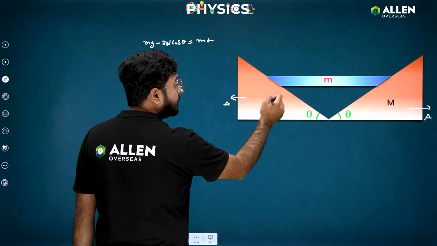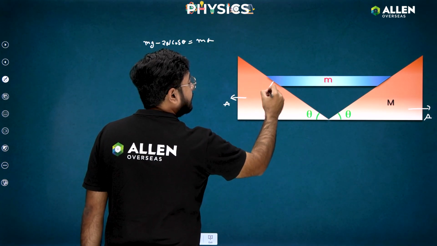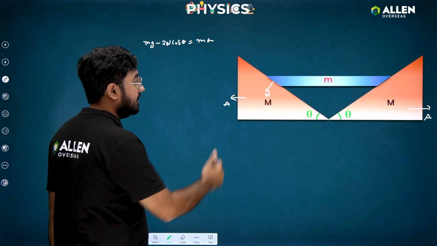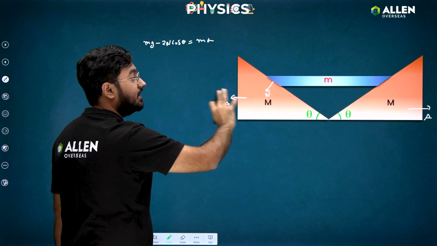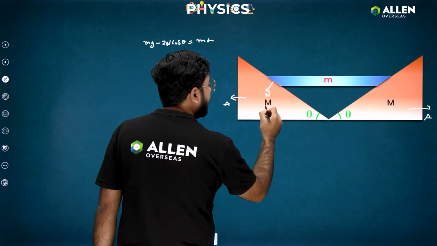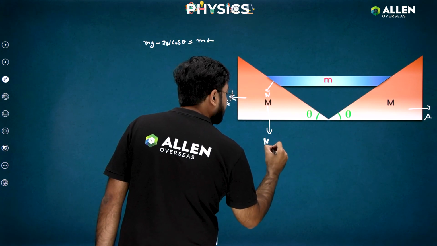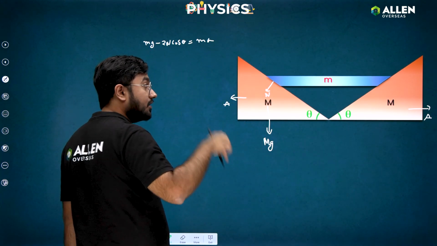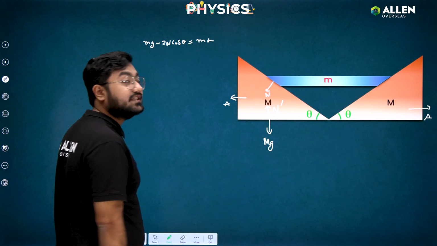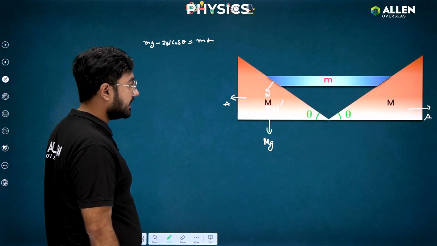So if I make the FBD for this m, the normal reaction will be acting like this, right? For this wedge only, it will be same for both. And mg will be acting downwards. There will be normal reaction acting upwards. Say that normal reaction is N dash, right?